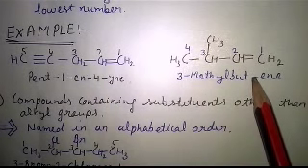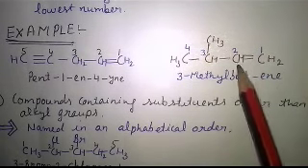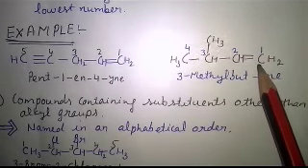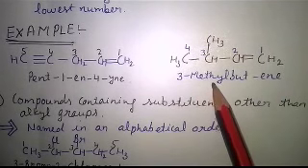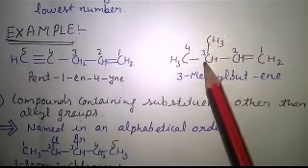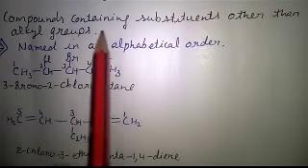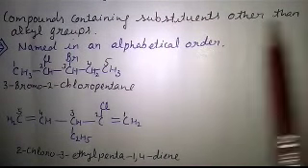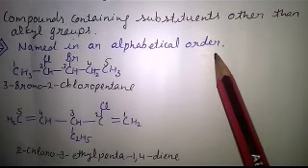Another example, we are taking numbering from the right side 1, 2, 3, 4. So the double bond gets the lowest number, so its name is 3-methylbutene. In the 3 position there is a methyl group. Now if the compound contains substituents other than alkyl groups, then it is named in alphabetical order.